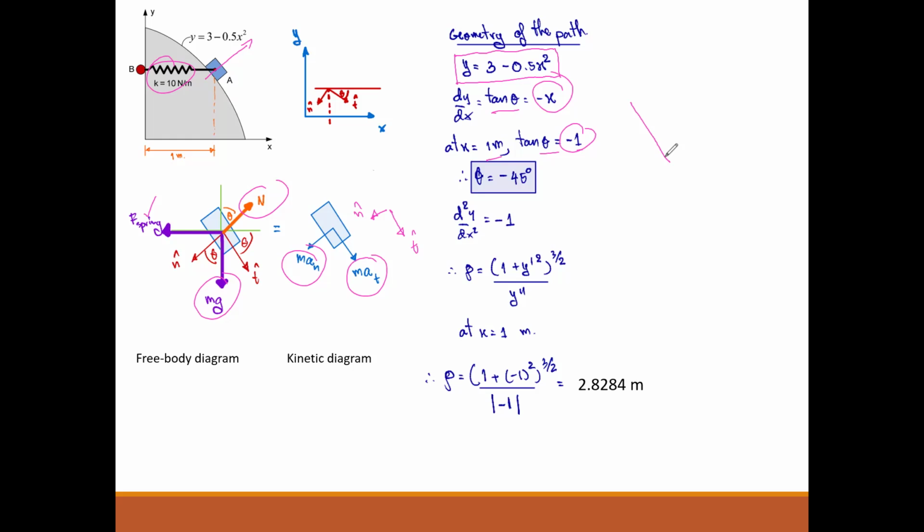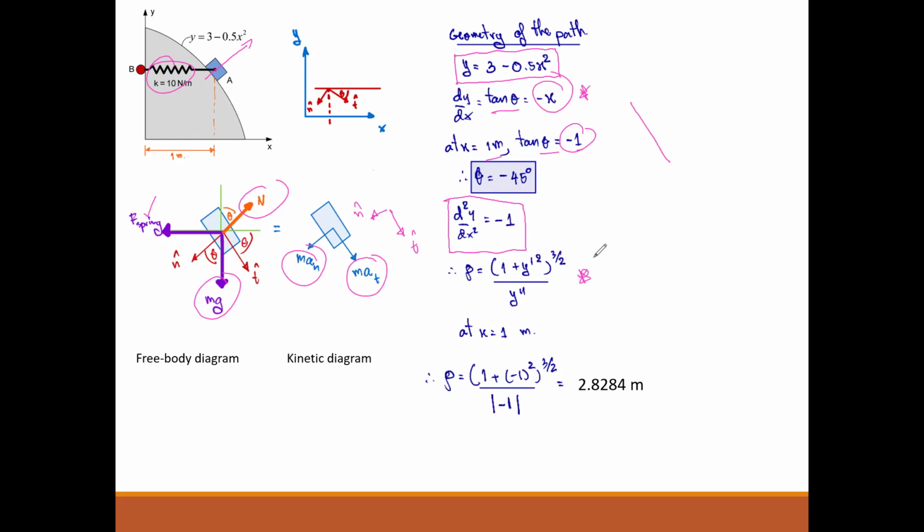And the second derivative. Second derivative is what? From this equation, we do the second derivative. We obtain that the second derivative d2y by dx2 becomes minus 1. So for this case, we can determine the radius of curvature. Radius of curvature is equal to this.